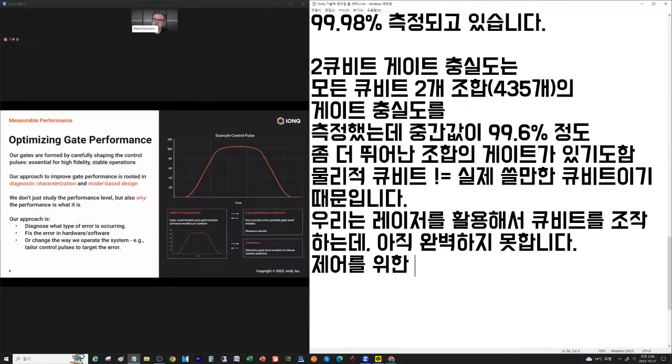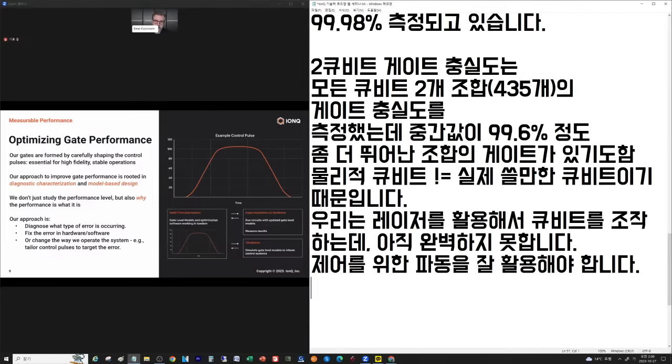There are 2 broad classes of work that we're using in this approach. One is diagnostic characterization, and the other is model-based design. So all that points to being able to understand the why behind what we're observing, and then using that information to improve the underlying hardware and software, or in fact, change the way we operate the system.